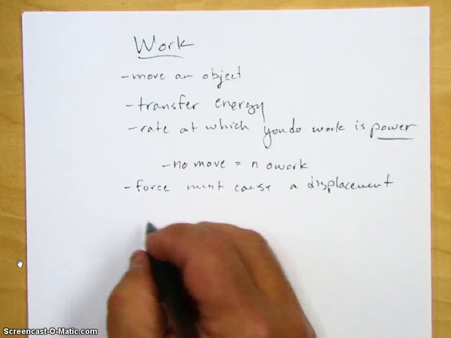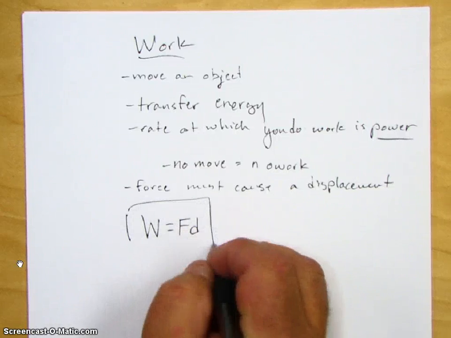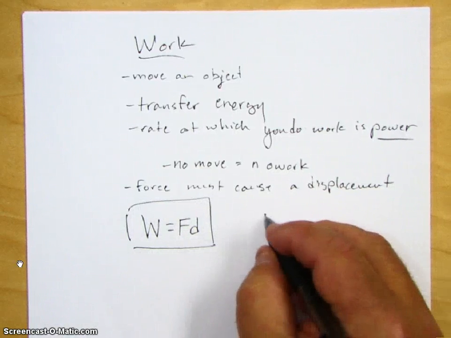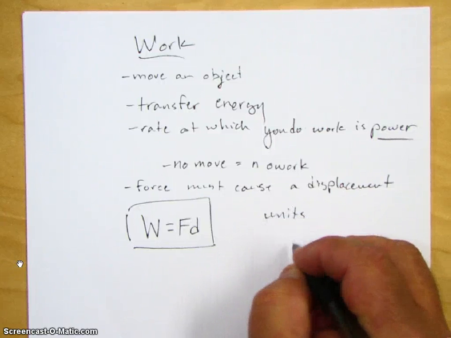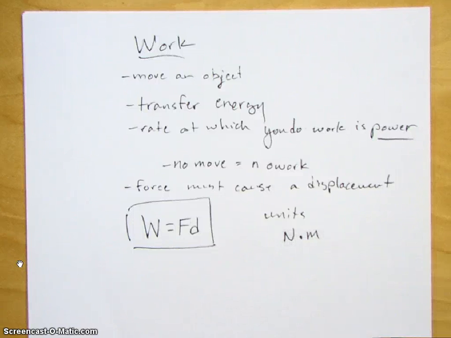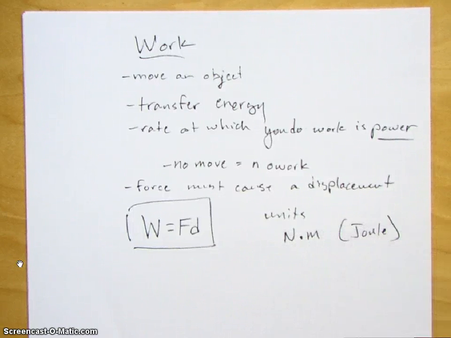Now, the formula is fairly straightforward. W is equal to F times D, force times displacement. Units wise, we can take a look at it. We know that force is measured in newtons and distance is measured in meters, so therefore it's a joule. That's the same unit we will encounter when we're talking about energy. Work and energy go together.